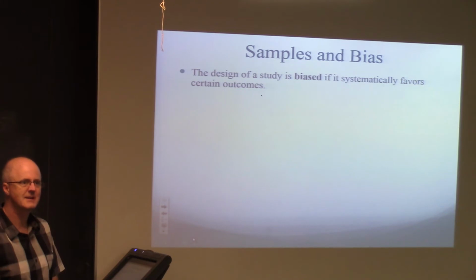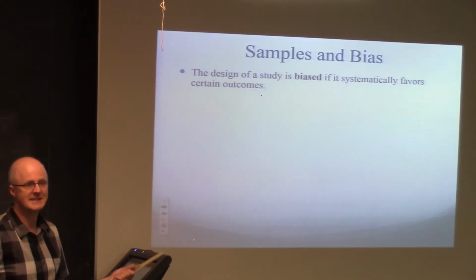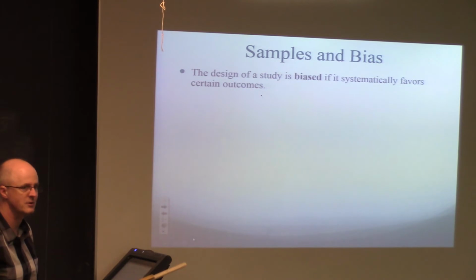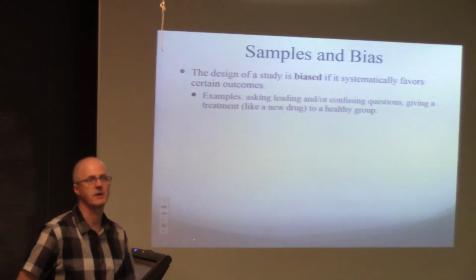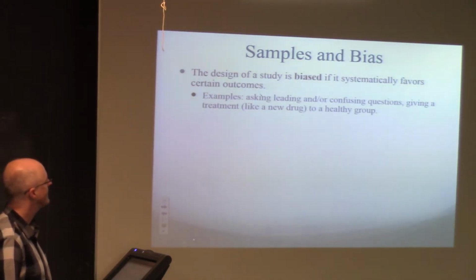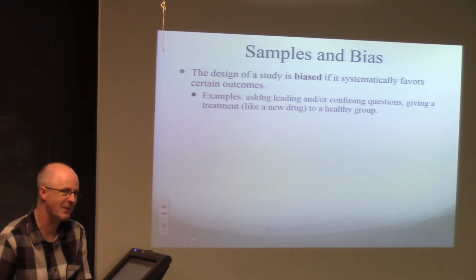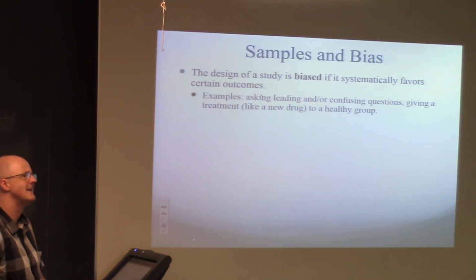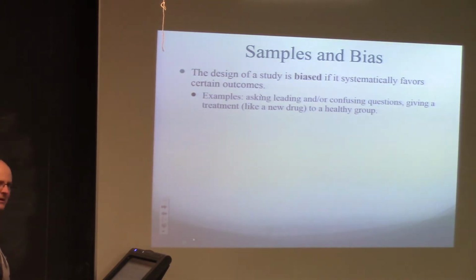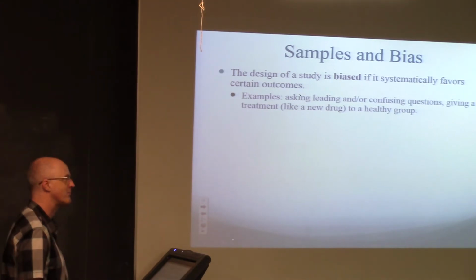There are good ways to take samples, and bad ways, and in-between ways. You don't want your design to be biased to systematically favor certain outcomes. For example, you don't want to ask leading questions or confusing questions in a survey. You don't want to give a treatment, like a new drug, to only a healthy group and give the sicker people a placebo, which is a fake drug. It's inert, which means it doesn't react with your body chemistry. You don't want to just give your drug to the healthy group, because that would tend to make your drug look better than it is, probably. It would bias that outcome.